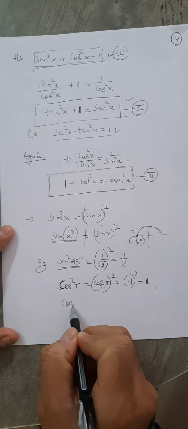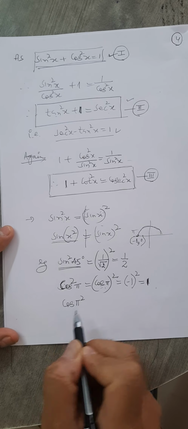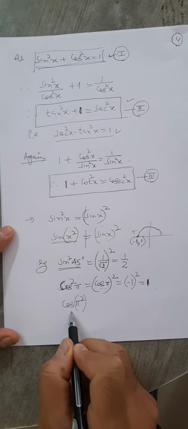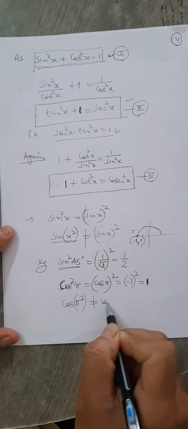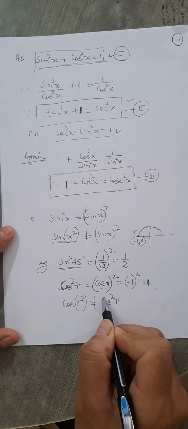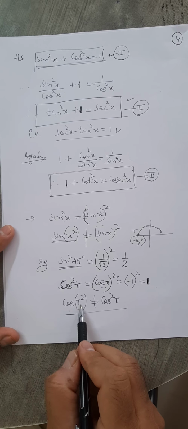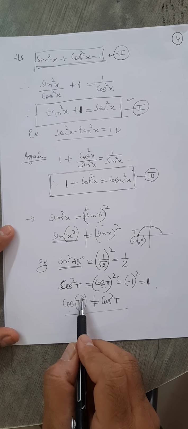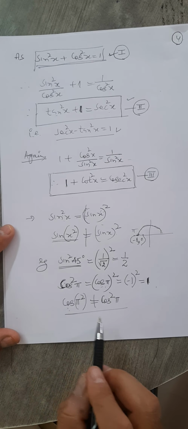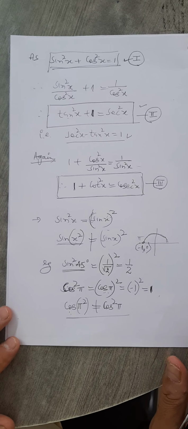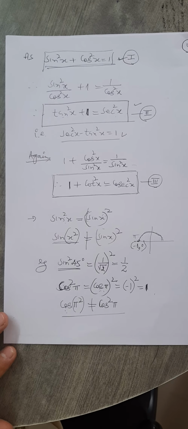But this is different, remember. If I write cos pi square, this is different. It is not the same as this, remember. So be careful about this. Cos pi square means you square pi first and then you find the cos value. That way. So this should be clear to you. That's one thing.